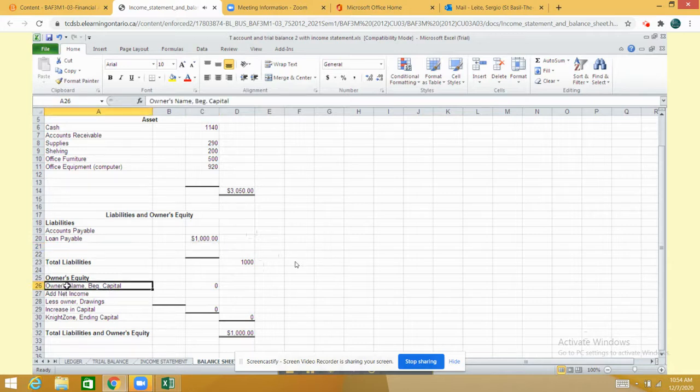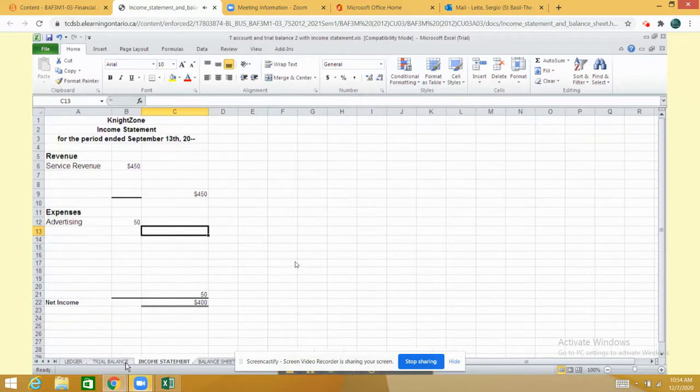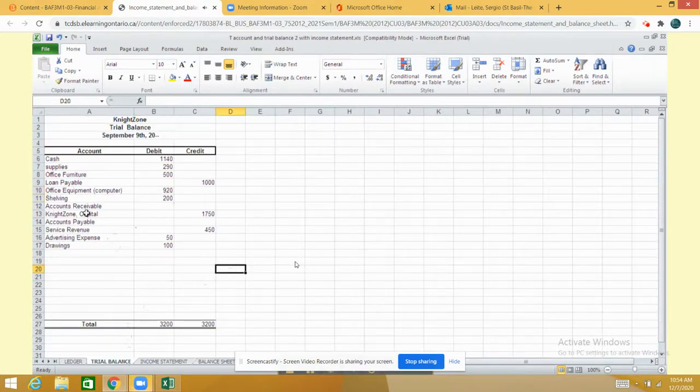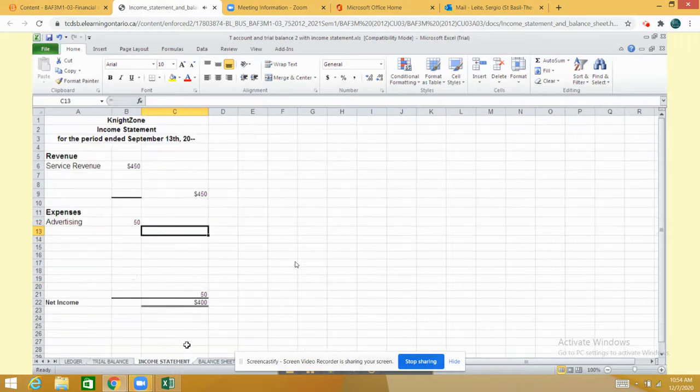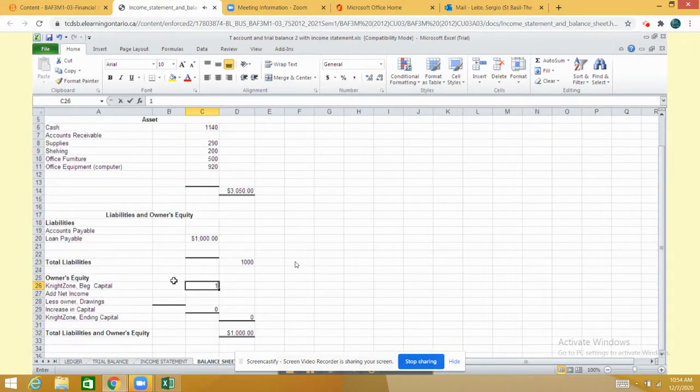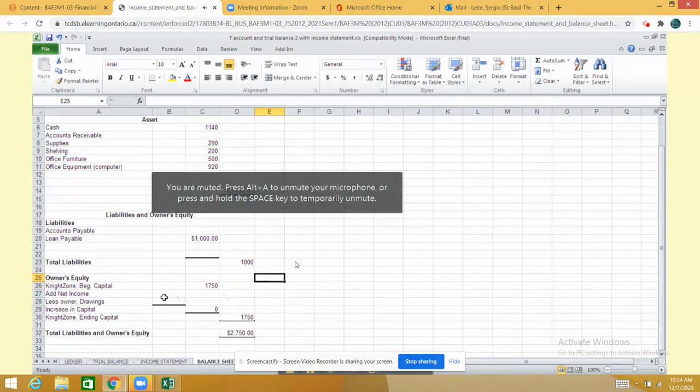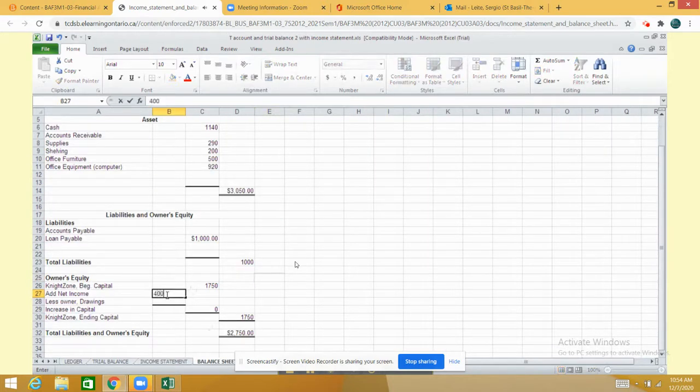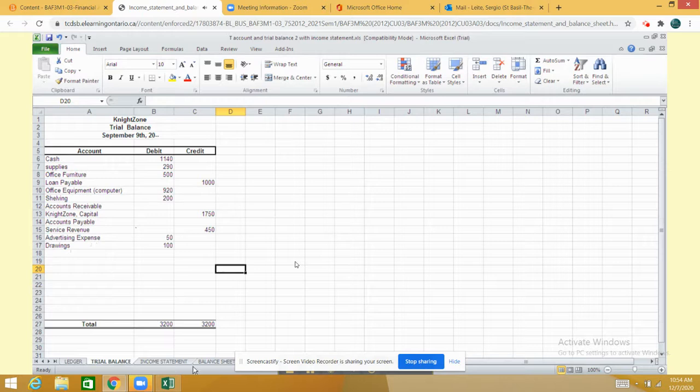So the owner's name in this case, we'll just put Night Zone. The beginning capital, in this case, we'll just use $1,750. And we need to add the net income. The net income was from the income statement, and we can recall that it was $400. And we need to decrease the amount by how much we took out in drawings. And in this case, back to the trial balance, it was $100.